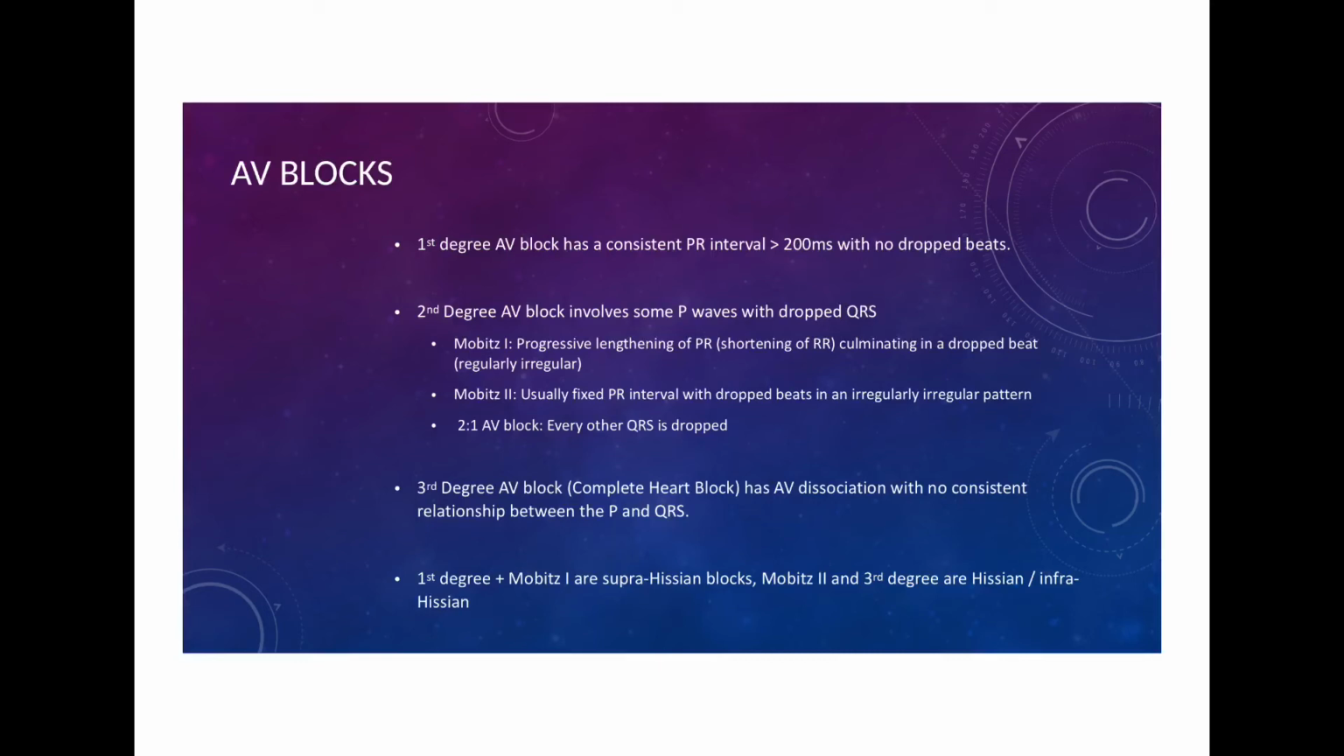In a third degree AV block, none of the sinus impulses actually get through to the ventricles. So you'll see P waves, but none of those P waves are leading to the QRS. And so there's another pacemaker, either in the AV node or in the ventricles themselves, that's kicking in, and it's responsible for generating the QRS complexes.